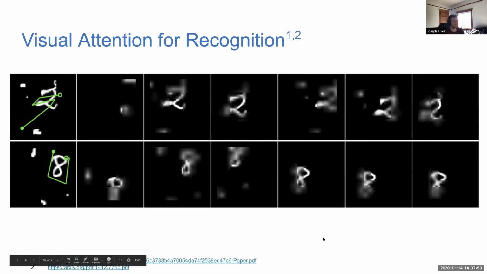Any questions here? Cool. And this is kind of addressing the point of saliency that I made before. It's very easy to tell what the network was looking at when it made its decision.